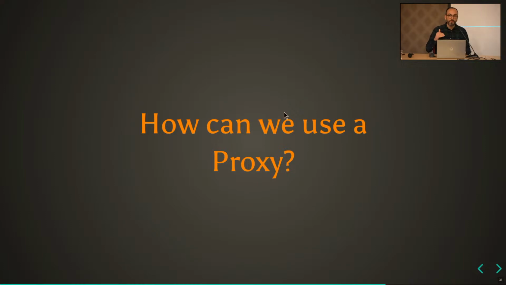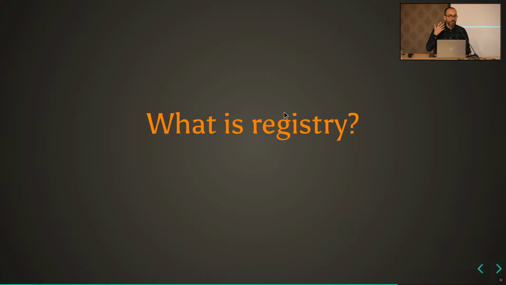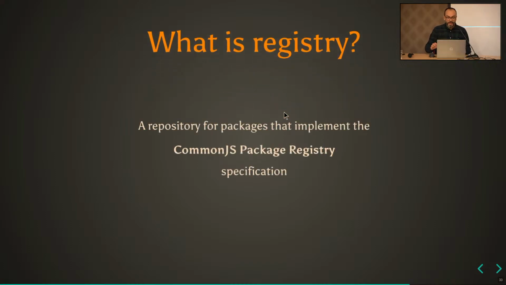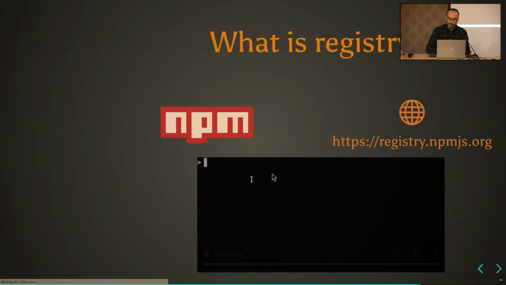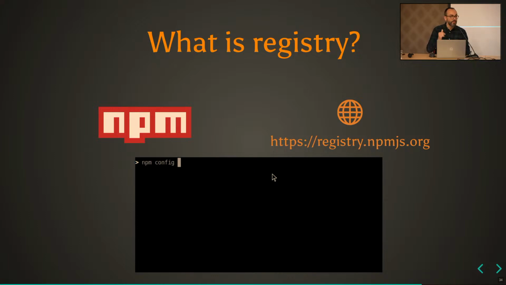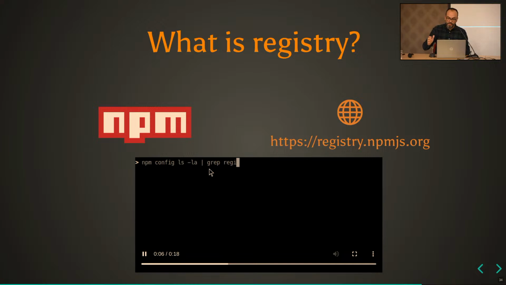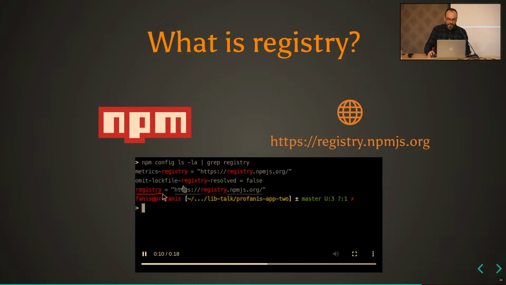And now we have the question, how can we use a proxy? To learn how to use a proxy, we first have to learn what a registry is. A registry is just a repository for packages that implements the CommonJS package registry specification. This is the specification that has been implemented by npm, and also by Verdaccio. If you run npm config with a grep, for example, for registry, in your terminal, you will see that you have this variable, registry, with https://registry.npmjs.org, which is the URL of npm itself.